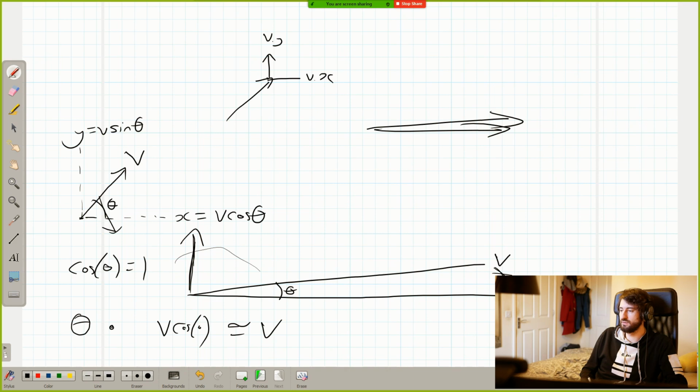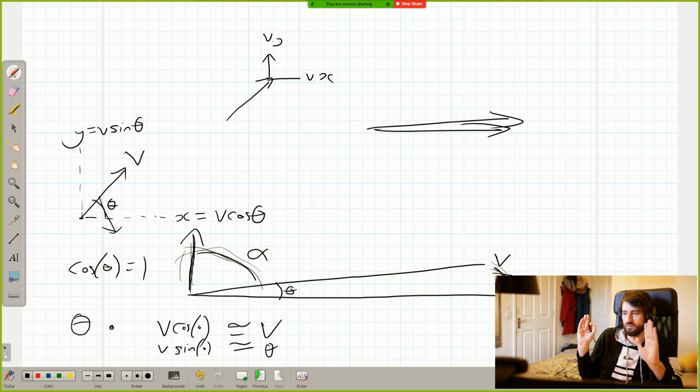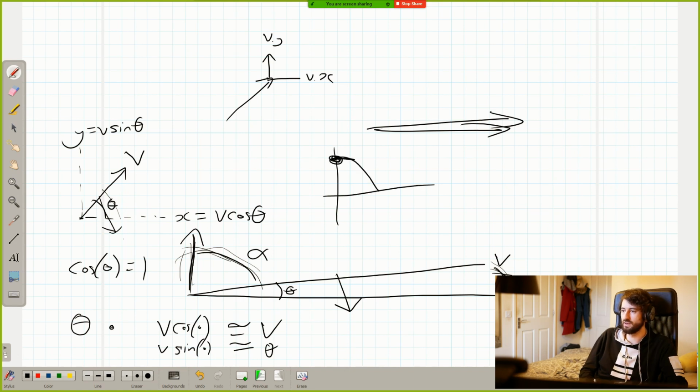Whereas this one, this is the other angle. We can call it alpha. V sine theta for a really small theta is just going to be about equal to theta. So you want to know instantly that cos is on the same side. And the reason I know that cos is on the same side is because cos starts at 1. So when my angle is 0, we're getting the full vector out of it, because this angle disappears here.